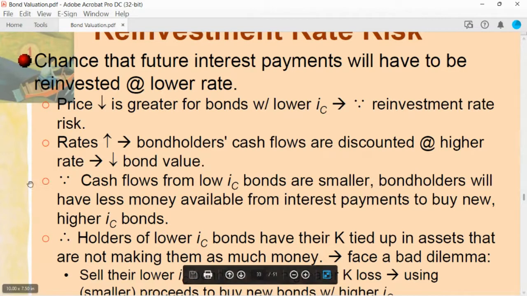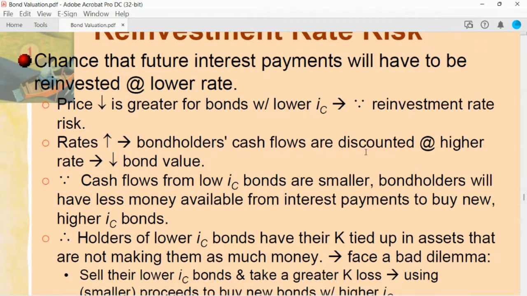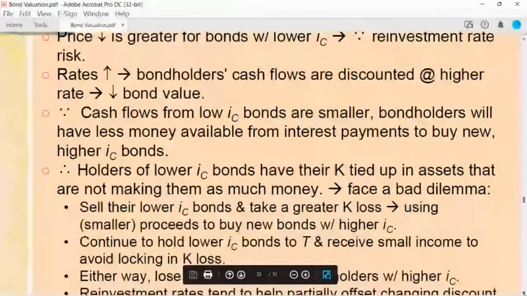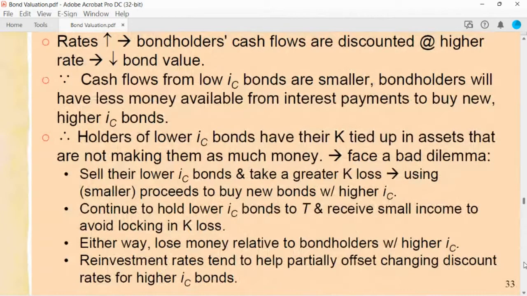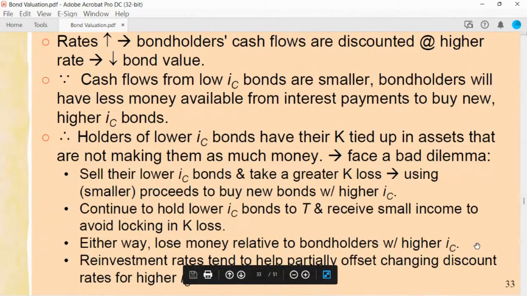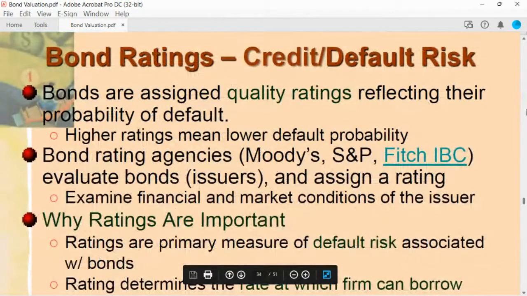When the rate goes up, bondholders' cash flows are discounted at a higher rate. Bond value goes down, but with a higher coupon rate, this impact is less. So far it's just a supplementary explanation of how a higher coupon rate mitigates the adverse impact on the bond price when interest rate goes up. But there is another aspect I haven't talked about here.